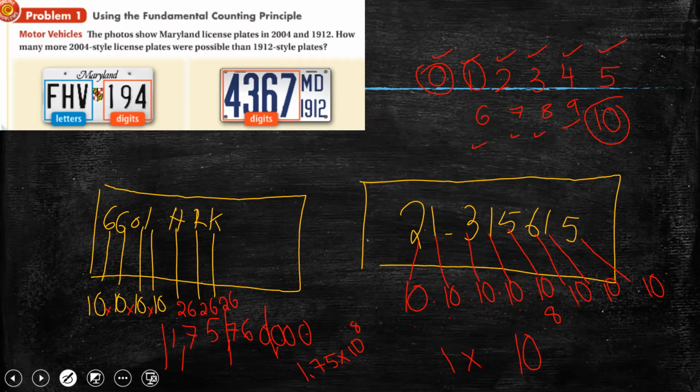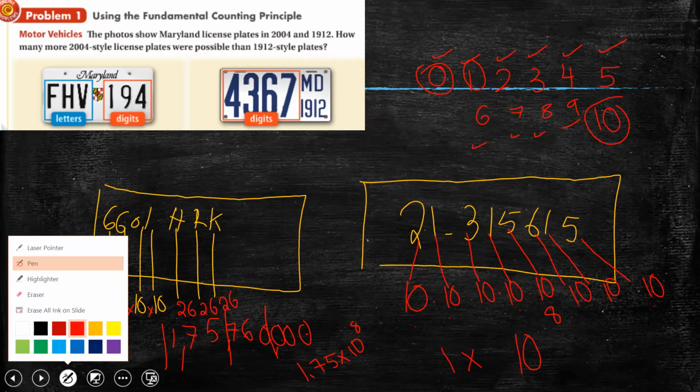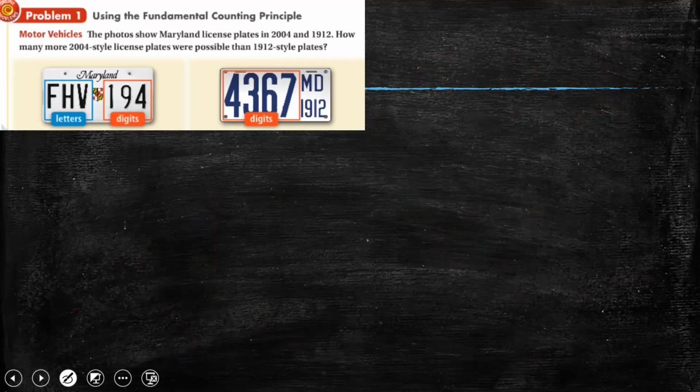Now let's come back to Maryland. Here we have 2 plates. One in 1912, they used 4 digits, and one in 2004, they used 3 letters with 3 digits. Let's count now how many possible ways to write the license plates in 2004.